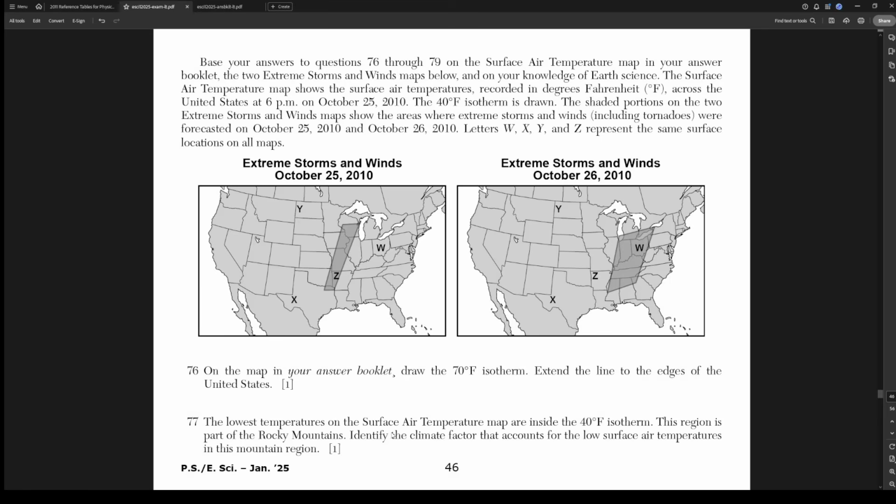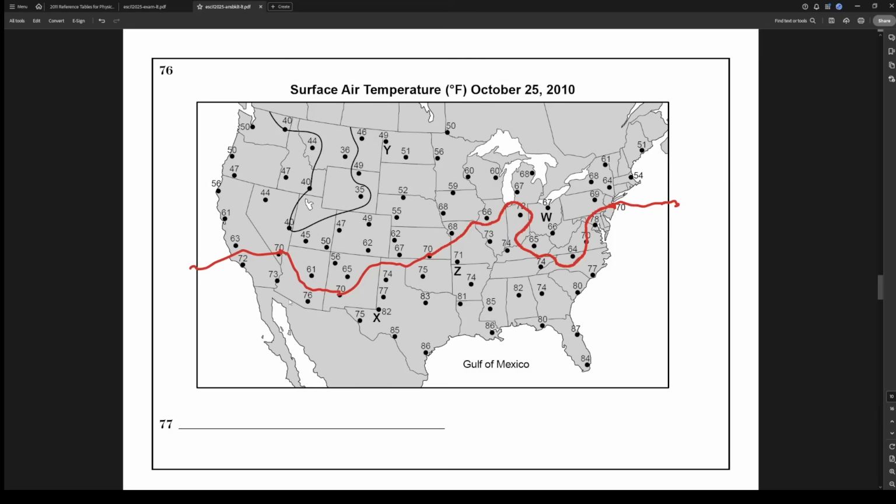The lowest temperatures on the surface air temperature map are inside the 40. This region is part of the Rocky Mountains. What climate factor is why it's cold? It's because it's mountains. It's tall. So it's elevation. That's the climate factor that makes it cold. They're tall. You could even say they're high up. That's fine.